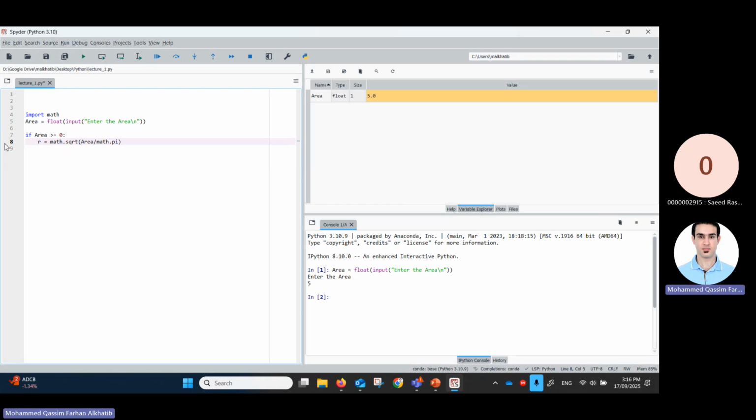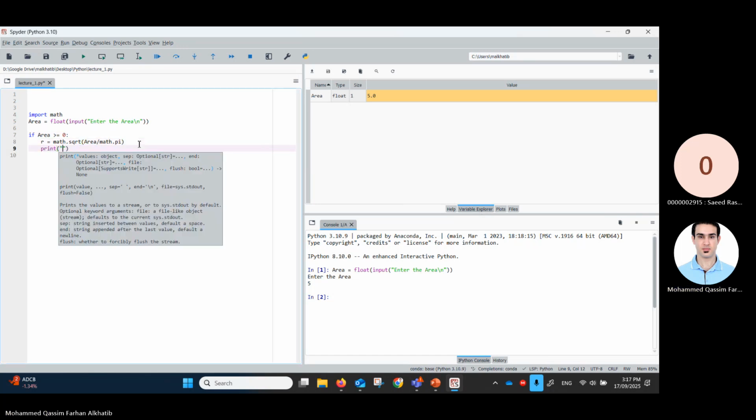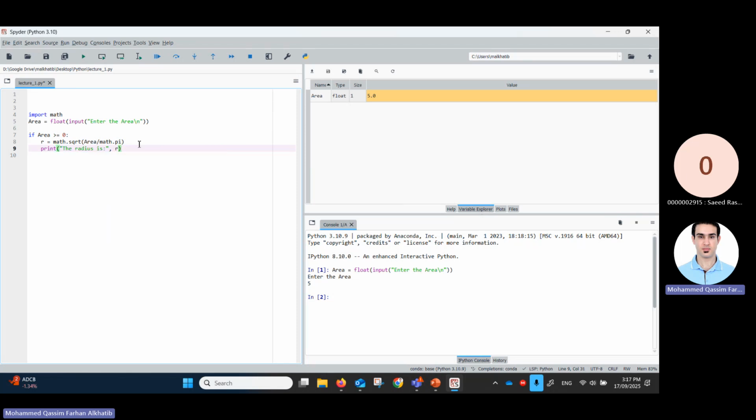Indentation. You have to give a space, let's say by about 4 spaces from the beginning of the line. It means that this code segment belongs to this if statement. So here, then you print the radius is, okay. And remember, that's another way of concatenation. We did that last week.